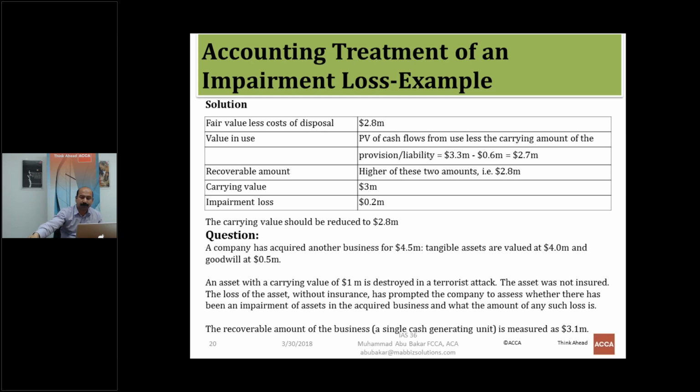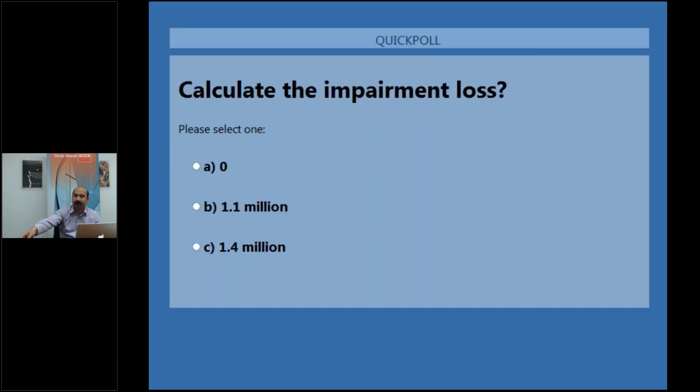Give them 1 minute before launching your pop-up question. Attention, please, all attendees. I'm going to launch this poll, so you have only 1 minute for this poll now. Just hold for a couple of seconds so that we can see the question carefully. Anyway, we have launched it. The question is calculate the impairment loss. Please select one.